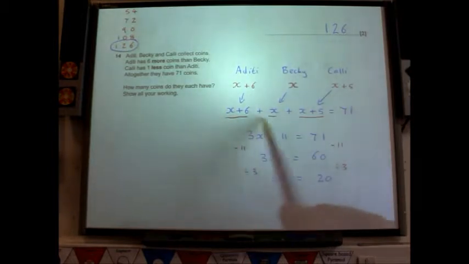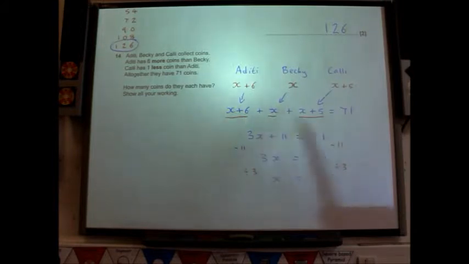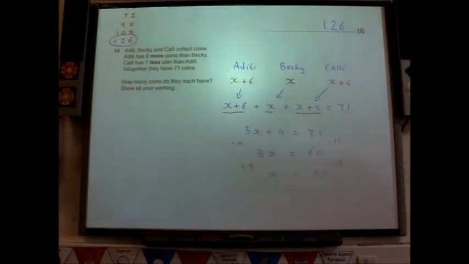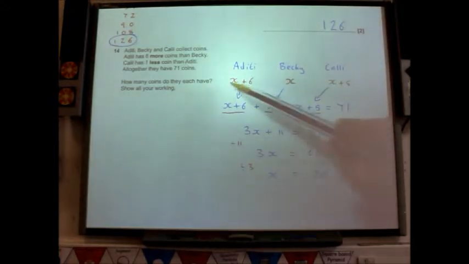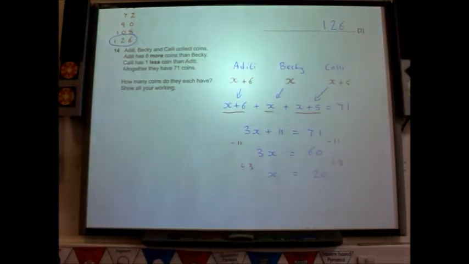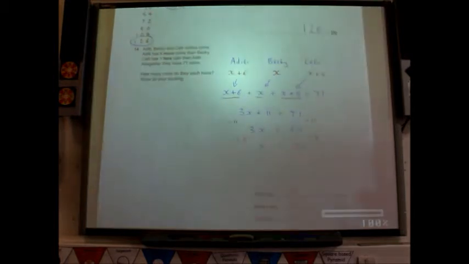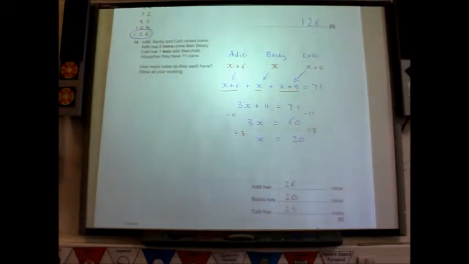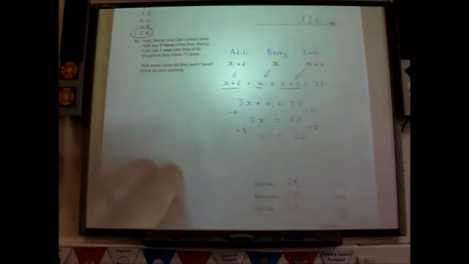I've simplified this to 3x add 6 add 5, which is add 11, gives you 71, and I've solved it. So I've subtracted 11 from both sides, and then I've divided both sides by 3. So x is 20, so Becky has 20, Aditi's got 26, and Callie has got 25. There are other ways of doing that without using the algebra. You could use a bit of trial and error, but I think that's the best way. But if you get the answers right, you'll get the marks.